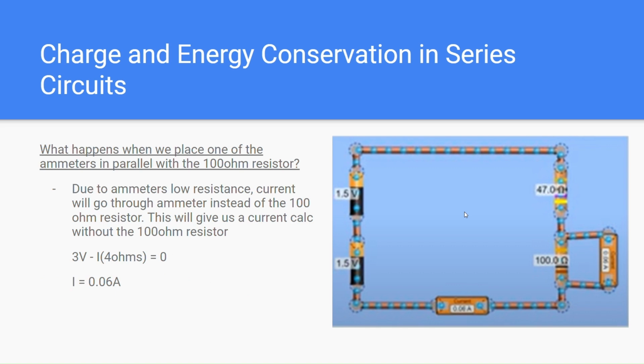Right. So I'm going to replace one of the ammeters with a 100 ohm resistor. The ammeter has almost no resistance, so the current is going to want the path of least resistance. It's going to go through that and basically take out that 100 ohm resistance, and we're going to have 47 ohms as our new resistance. That's going to give us an I of 0.06.